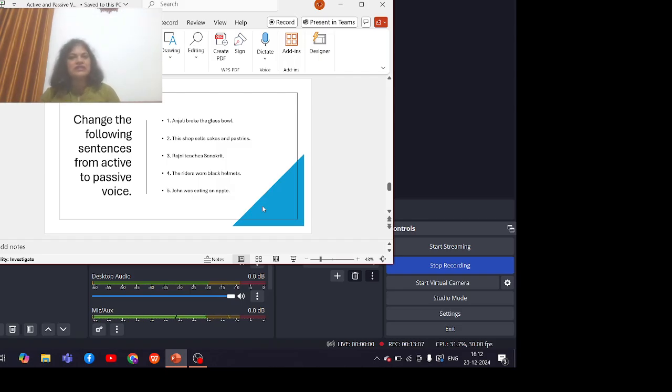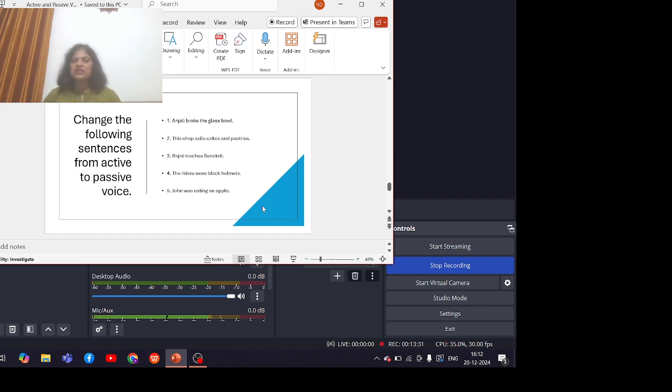Now the third sentence, Rajni teaches Sanskrit. Teaches is present indefinite tense. So here Sanskrit is taught by Rajni. We have to use is here because it is present indefinite tense.